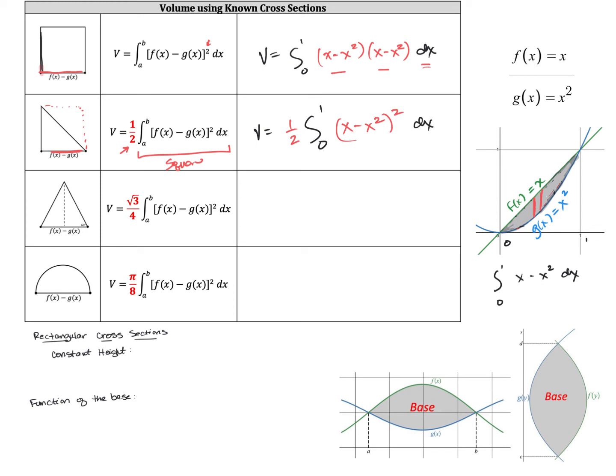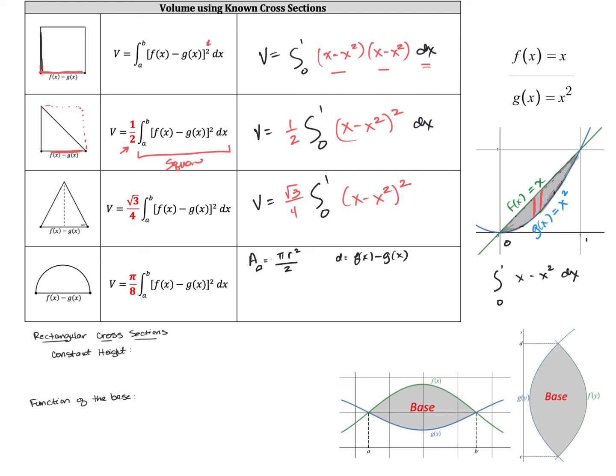Same thing goes with the remaining formulas. All you need to do is add the coefficient. So an equilateral triangle has root 3 over 4 of the volume of a square. So that means the inside is all the same again.